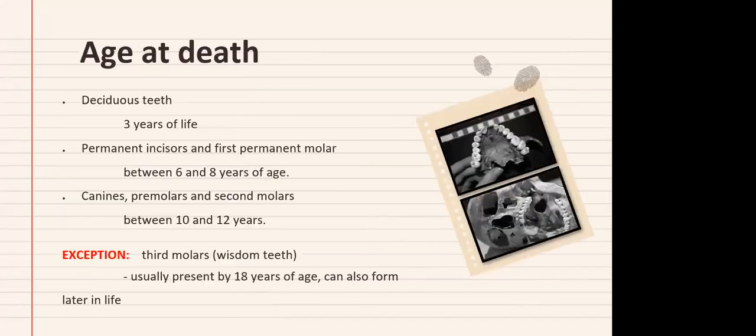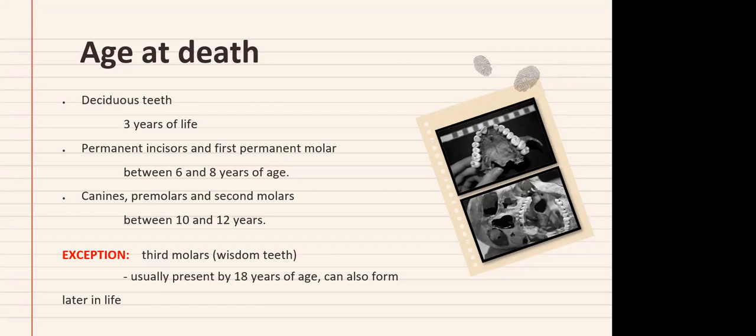So, teeth begin to develop before birth and continue to grow until around 18 to 21 years of age. So, most baby teeth po emerge by the third year of life, and the permanent incisors and the first permanent molars emerge between 6 to 8 years of age. Canines, premolars, and second molars appear between 10 to 12 years of age. So, by observing the stage of tooth formation and the presence of the mixed dentition, the mixed baby teeth and the permanent teeth, the forensic analyst can estimate the age of the remains.